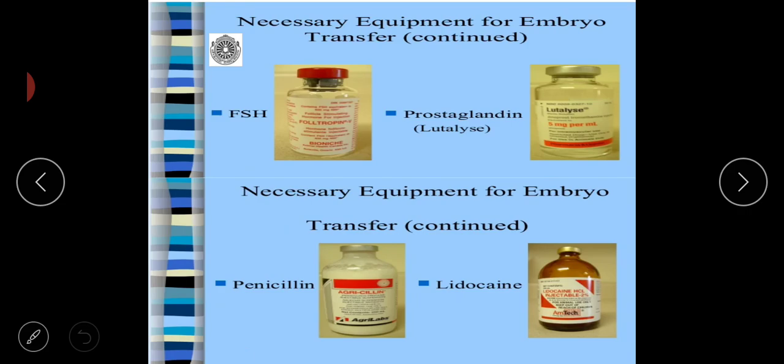As shown here, one bottle is FSH, the follicle stimulating hormone, and prostaglandin, the function of which I already told you. The transfer of the embryo requires some other chemicals too, such as penicillin, to avoid infections and to kill the existing embryos after flushing is done. And this is lidocaine, which is also very essential for this technique. So these are the details of this multiple ovulation and embryo transfer technique.